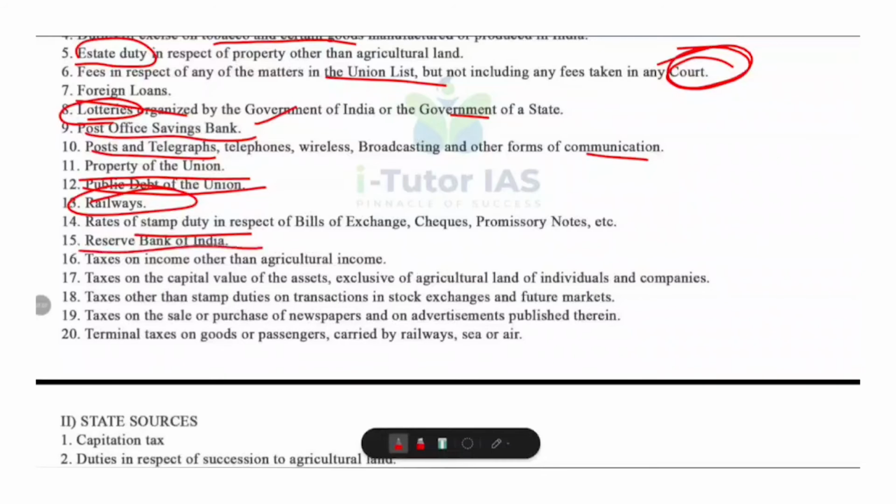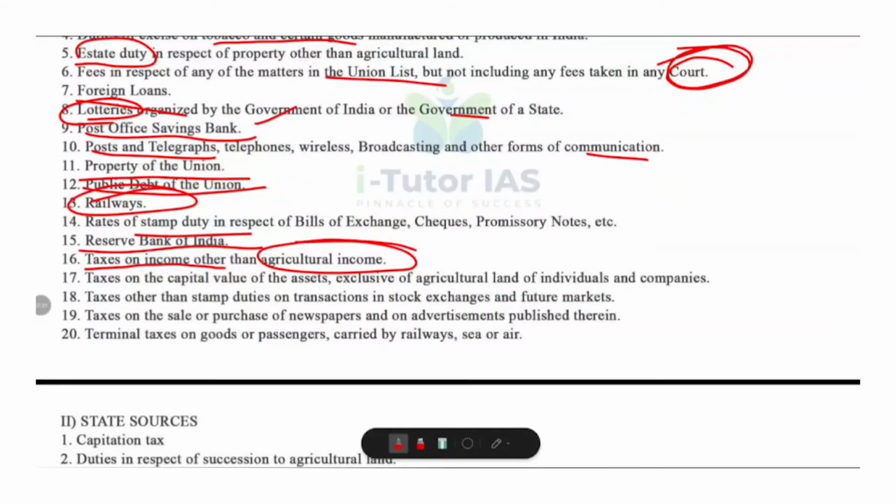Then Reserve Bank of India or RBI. So the income earned through RBI is also for the union government, that is issue of currency is a profit for RBI. Then banking operation and other RBI functions. Then taxes on income except agricultural income. Income tax on individuals and companies, that is non-agricultural income are also a source for union government.